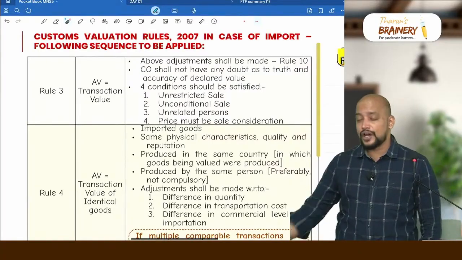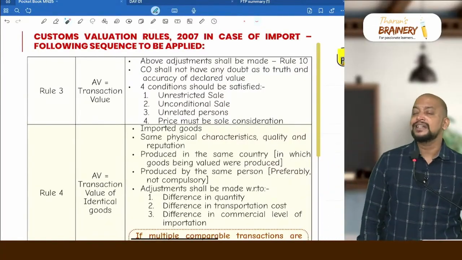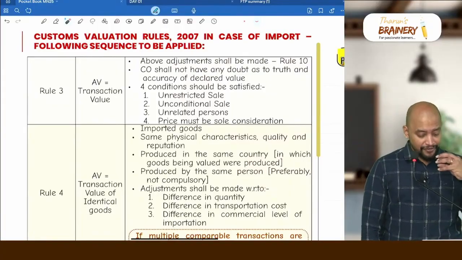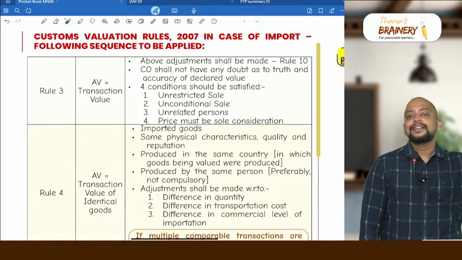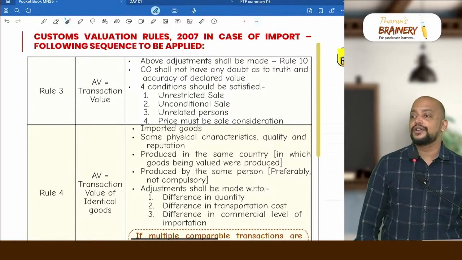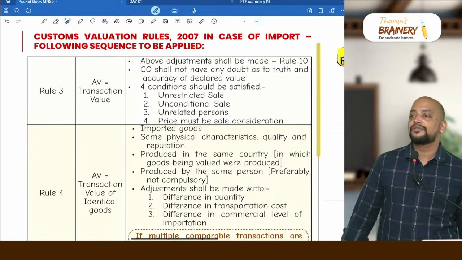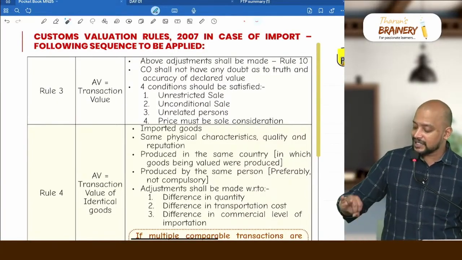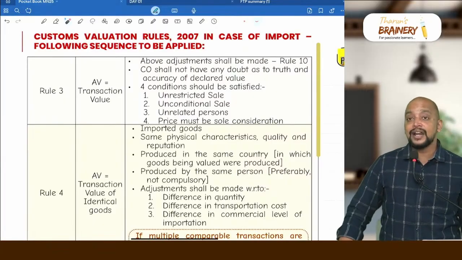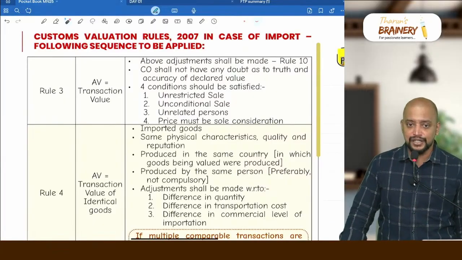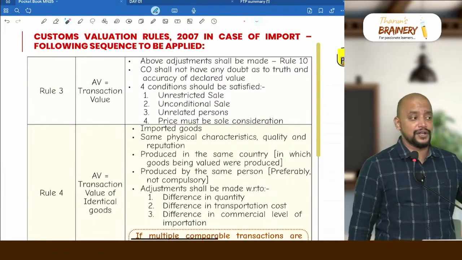And price must be the sole consideration. What if price is not sole consideration? Means apart from price there is some other consideration flowing from the importer to the exporter, then price is not sole consideration, then also valuation rules will be invoked. Okay, so what are the 4 conditions for transaction value? It should be unrestricted sale, unconditional sale, unrelated sale, and price must be the sole consideration. If any one fails, the valuation rules will come.